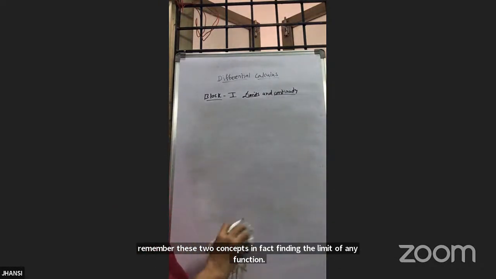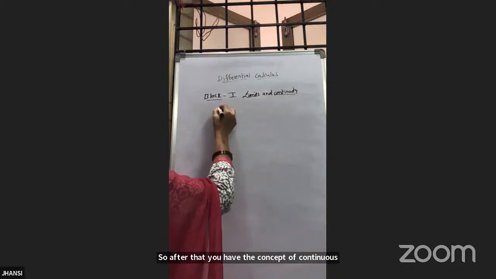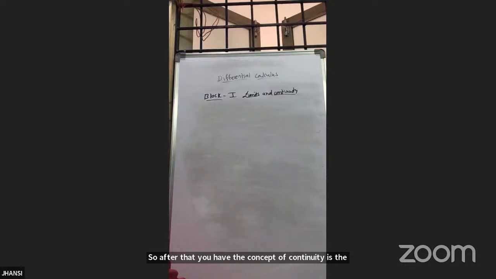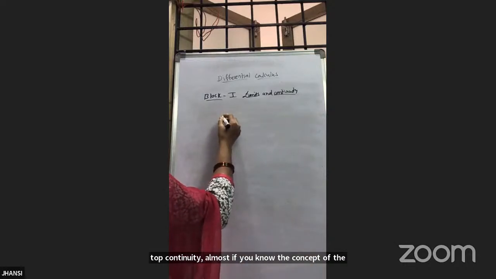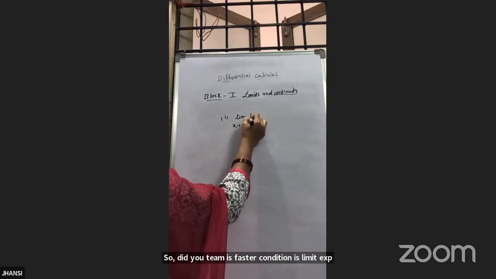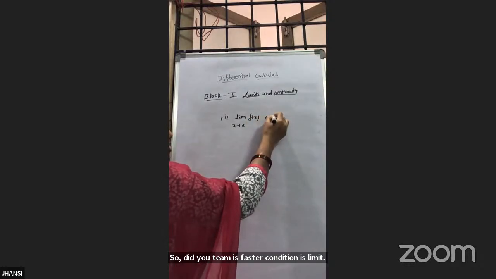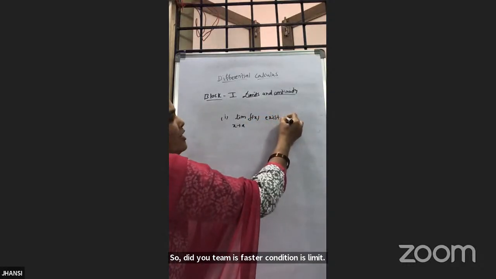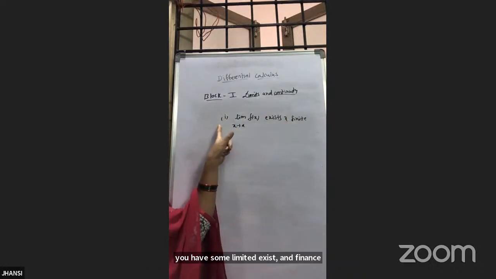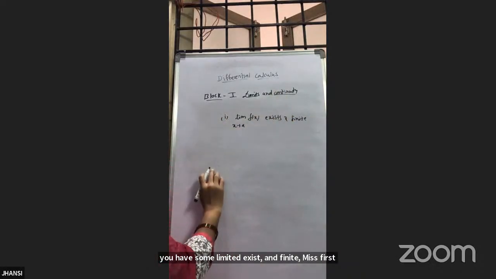After that, you have the concept of continuity. If you know the concept of limit, you can solve almost all the problems for continuity. So continuity means the first condition is that the limit as x tends to a of f of x should exist, and the value you get should be finite. Some compulsory value you have to get, instead of indeterminate forms. So if the limit exists and is finite, that is the first condition for any function to be continuous.